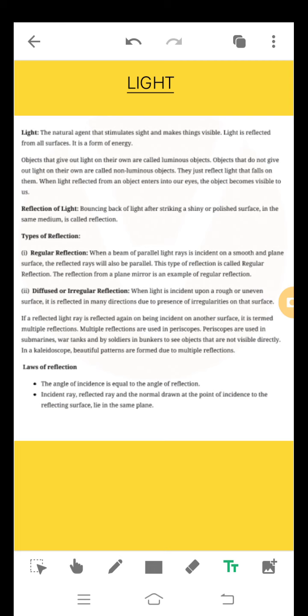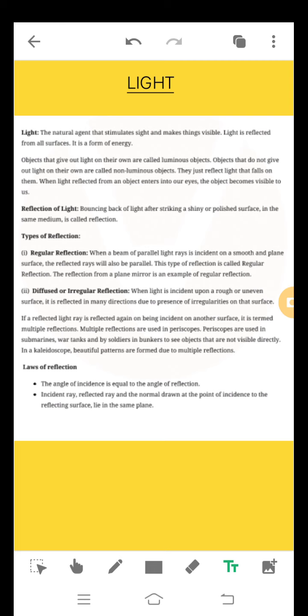Objects that give out light on their own are called luminous objects, and objects that do not give out light on their own are called non-luminous objects. They just reflect light that falls on them. And when light reflected from an object enters into our eyes, the object becomes visible to us.